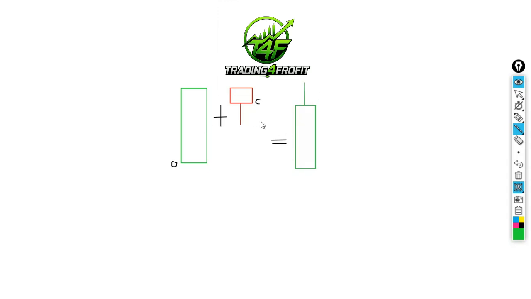So this plus this is equal to this. Sorry guys. So this plus this is equal to this. This is what happened here. So buyers entered and sellers pushed the market.